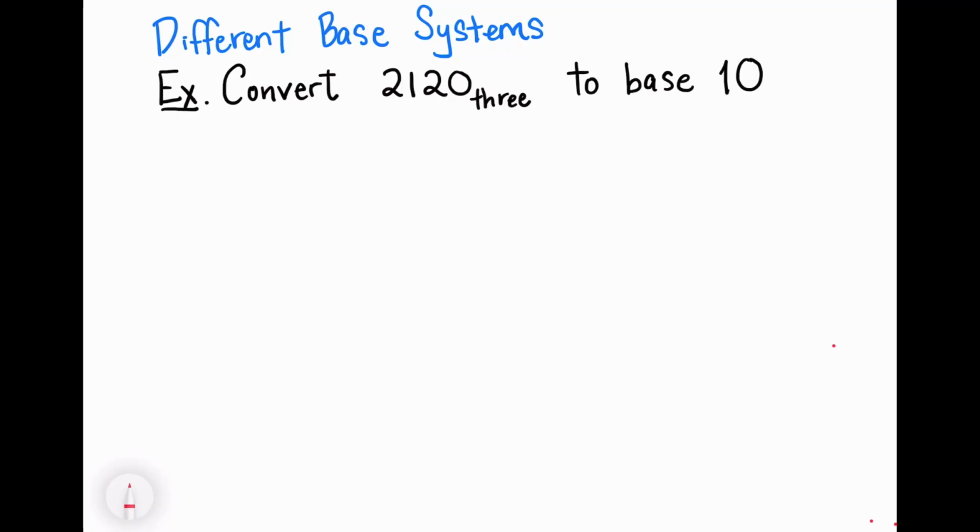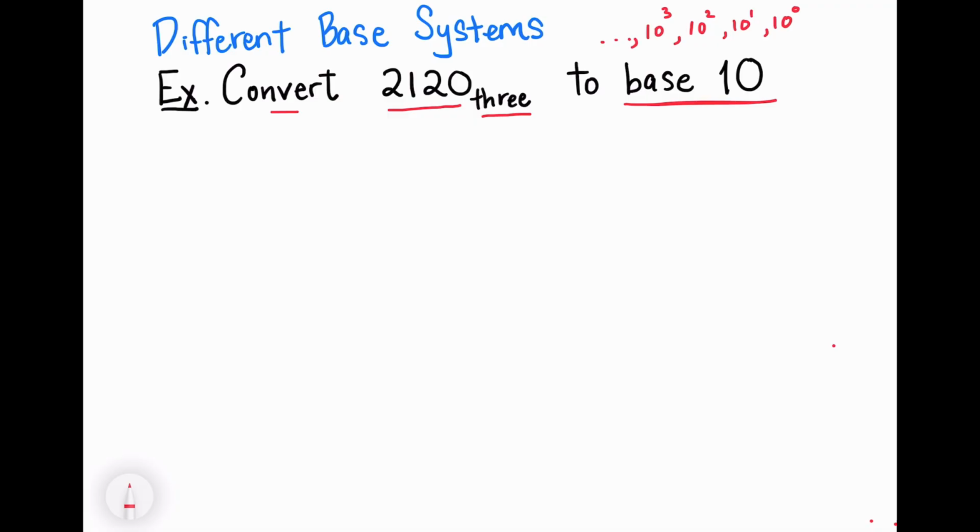So in this video, we're going to learn how to convert between different base systems. In this example, we want to convert 2120, a number in base 3, to base 10. And remember, base 10 is our familiar Hindu-Arabic system. We have the ones place, the tens place, the hundreds place, the thousands place, etc.